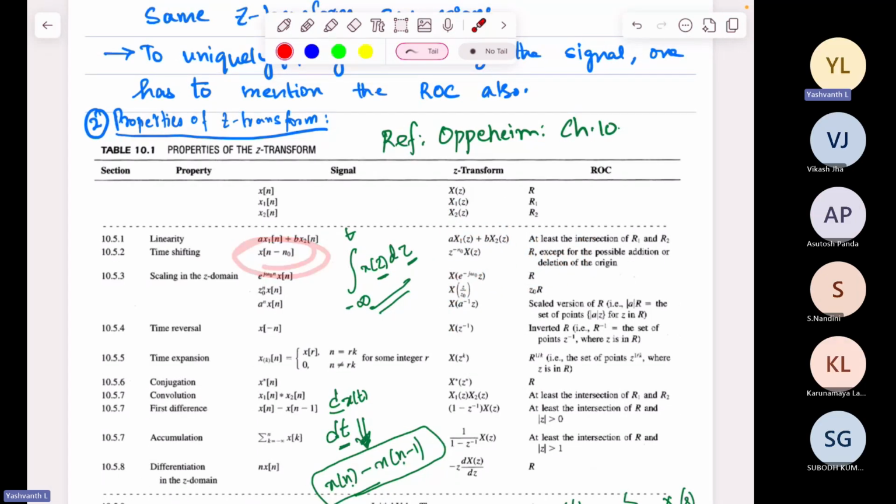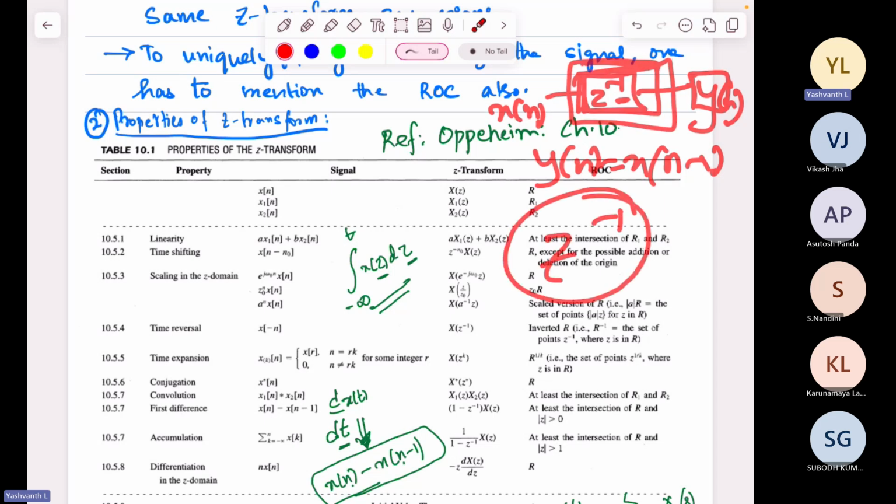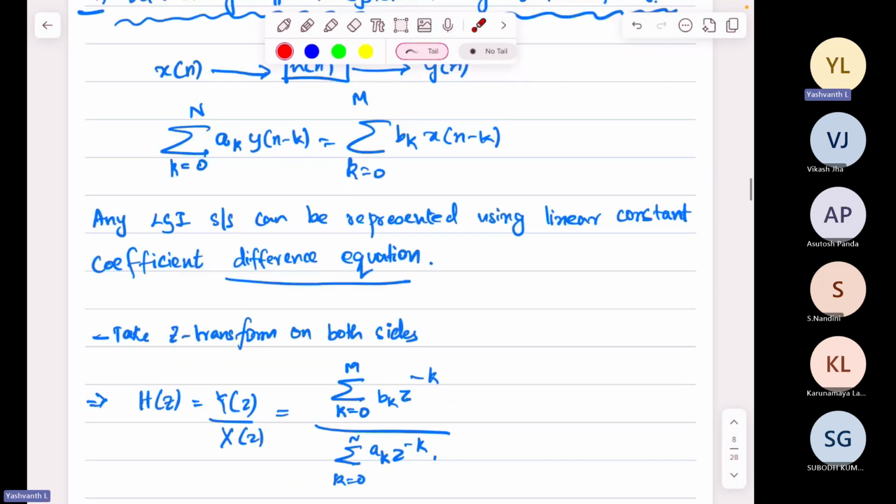In digital signal processing courses, you will encounter many block diagrams of this form: Z inverse. So x of n will be passed through a block denoted by Z inverse, and y of n will be the output. This means y of n is equal to x of n minus 1. This is called a delay unit. When I put Z inverse, it delays the input by 1 unit. That's because of this representation: if n not equal to 1, then x of n minus 1 will have the Z transform Z power minus 1 into X of Z. Okay, it's just for information.